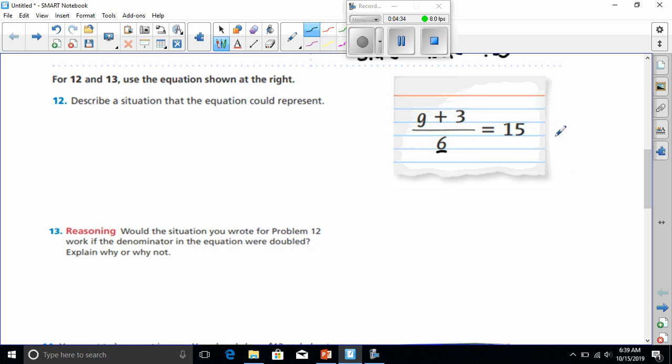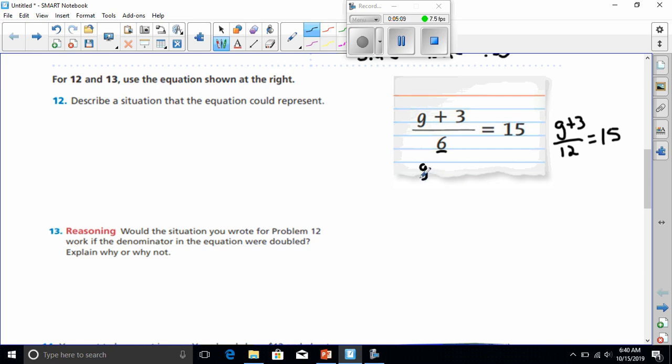See, if I was solving this equation, it said, would the situation you wrote for problem 12 work if the denominator in the equation were doubled? Well, in this equation, I'll be solving for G, right? So if I were to do it for 12, I'd be solving for G with 12 instead of 6. I know that sounds confusing, but let's look at it this way. If I'm dividing by 6 over here, I'd have to multiply by 6.